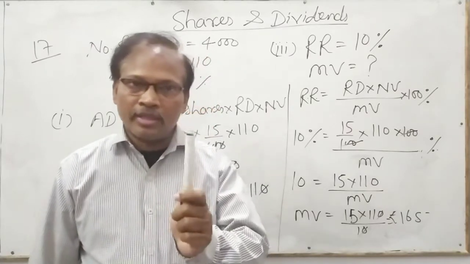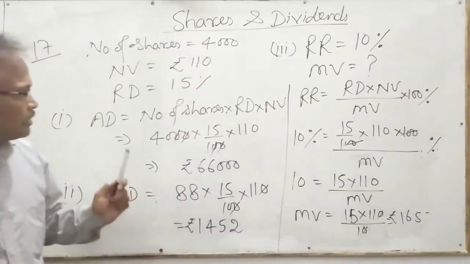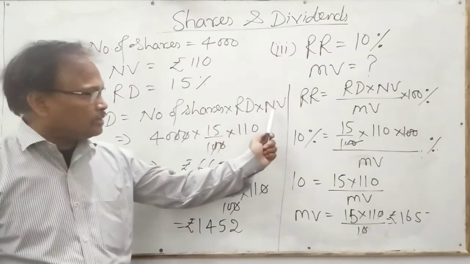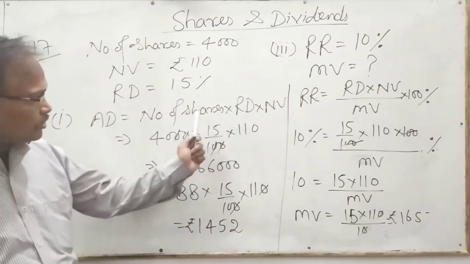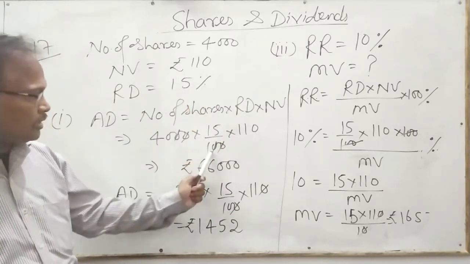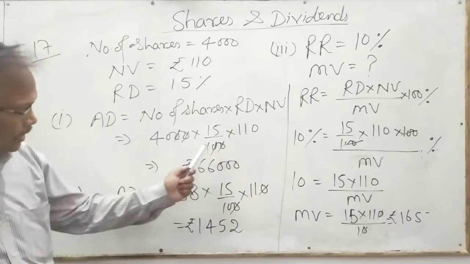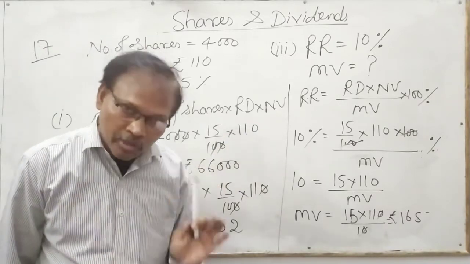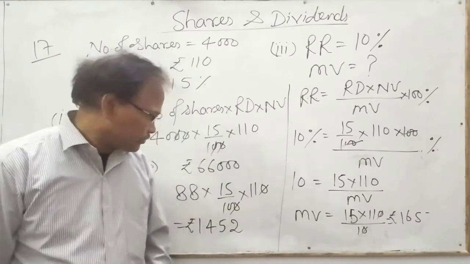First part, calculate the annual dividend. You know the formula AD is equal to number of shares into RD into NV, and just put the values. Number of shares 4,000, RD means 15 upon 100, into 110, and calculate, you will get rupees 66,000 is the annual dividend. First part.